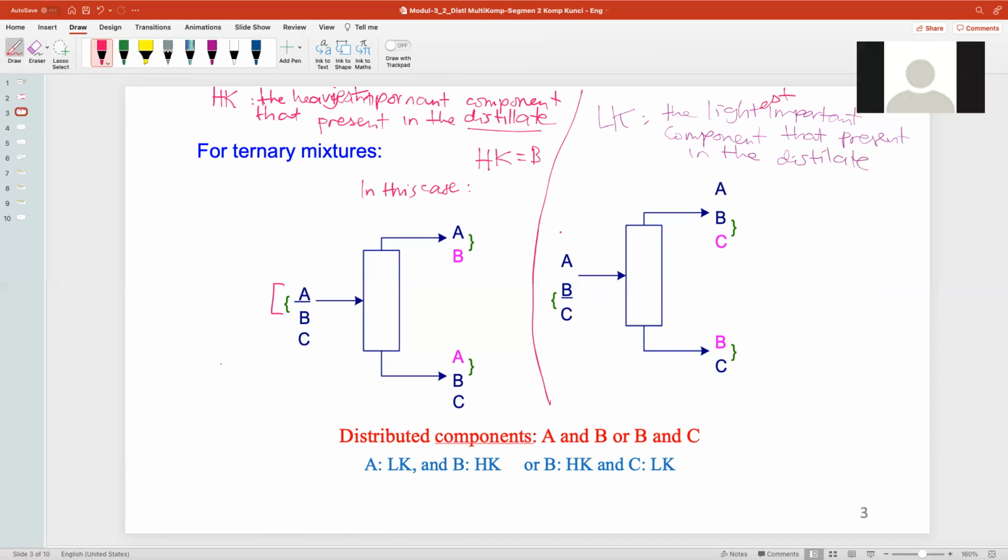Good question. If you want A and B present in the distillate, then you choose the heavy key as your heaviest one. That's why it's called heavy key. The heavy key would always be in the distillate, while the light key would be in the bottom product.